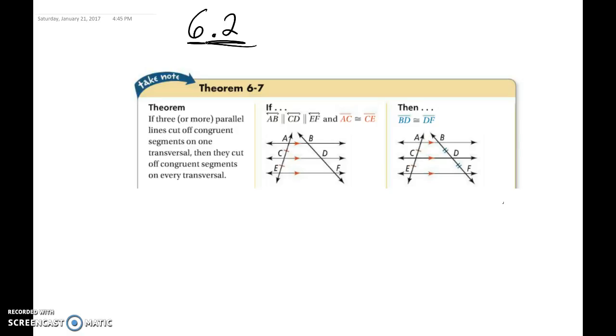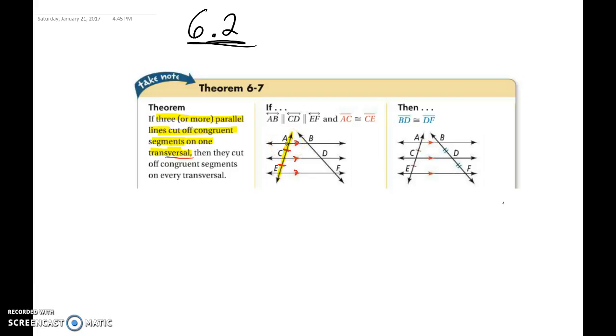But what this is saying is if three or more parallel lines cut off congruent segments of one transversal, meaning here we have three parallel lines, and each of these segments are congruent. So to let me know that it's cutting congruent segments on this one transversal, because this is our transversal. All right, I'll highlight it in green or yellow. This is our transversal.